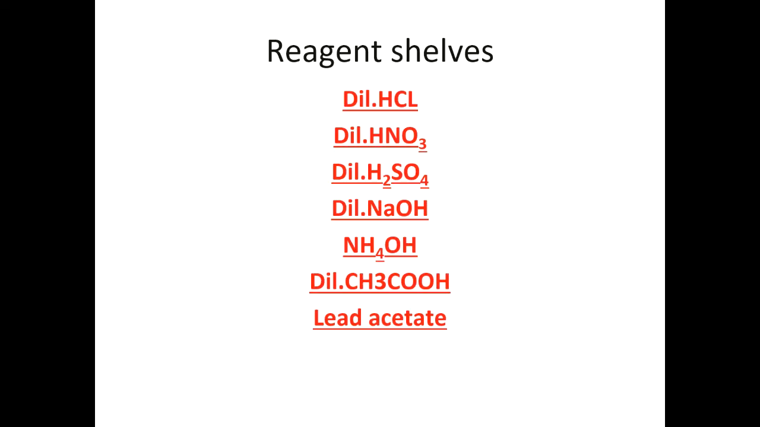In this lecture, we will discuss the lab equipment for the chemistry laboratory, how it's used and how it looks. First, in the student reagent shelves, different types of liquid are given. These are dilute HCl, dilute HNO3, dilute H2SO4, dilute NaOH, dilute NH4OH, dilute acetic acid and lead acetate. These are the reagent shelves for the students.